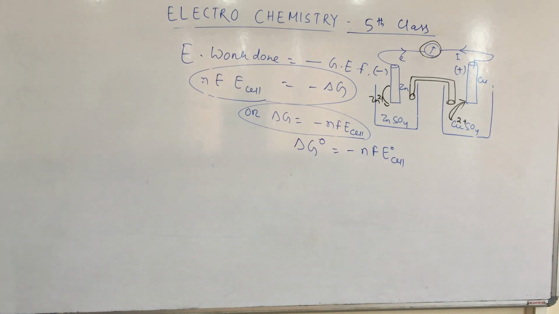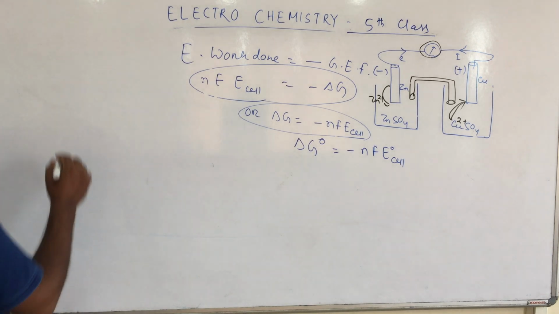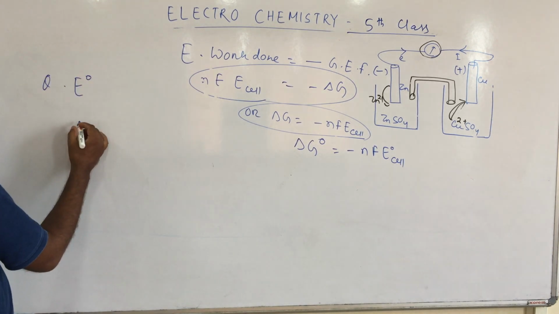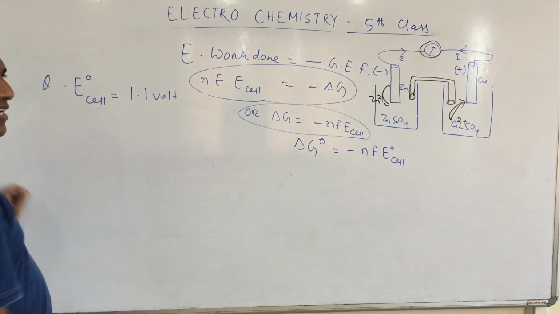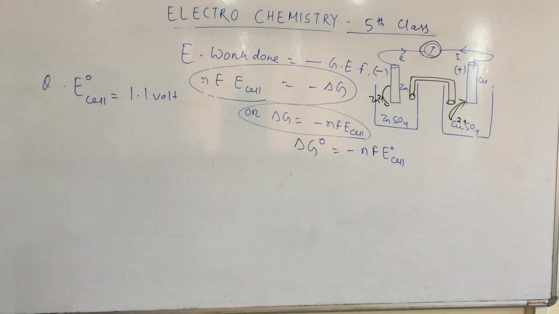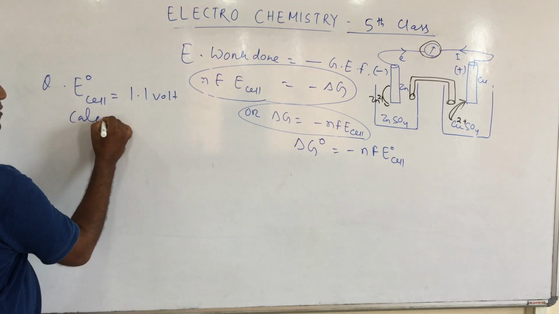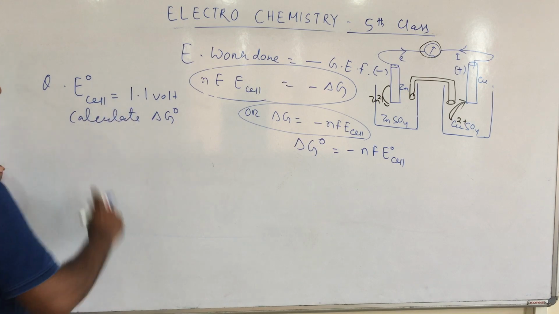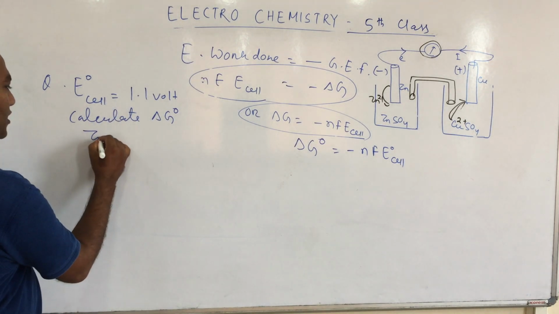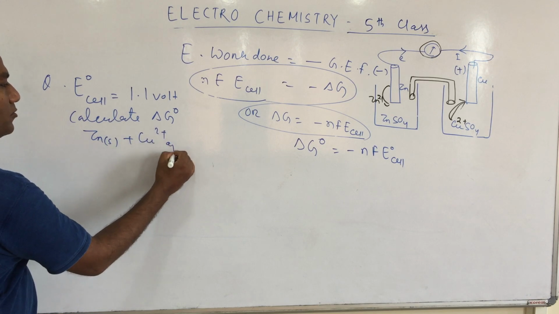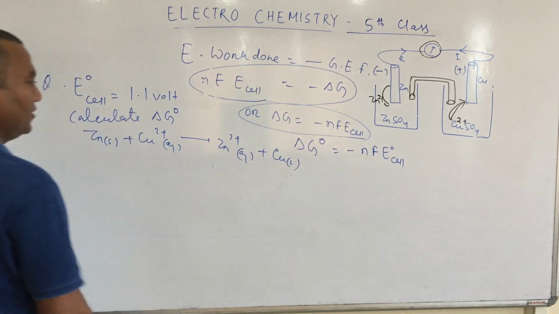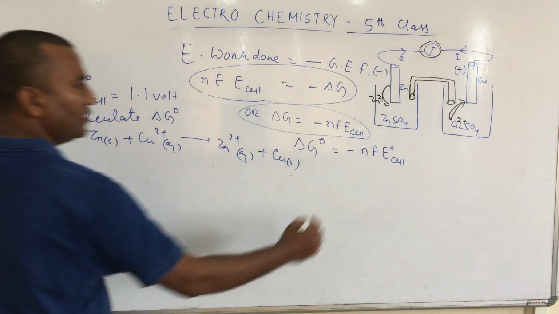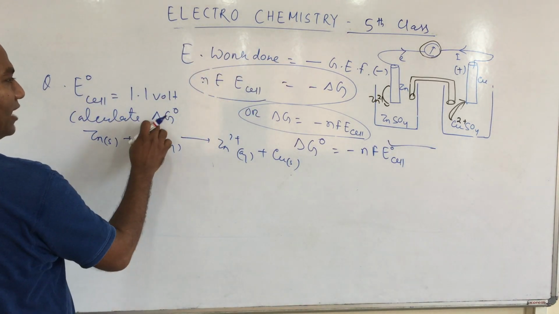So one numerical we will do from the book. The question is: the standard electrode potential for the Daniell cell is given, that means E naught cell equals 1.1 volt. Daniell cell, galvanic cell, same thing. Calculate the standard Gibbs free energy, delta G naught, for the reaction Zn solid plus Cu2 plus aqueous gives Zn2 plus aqueous plus copper solid. So here you see E naught cell value is given. The question is to calculate delta G naught.